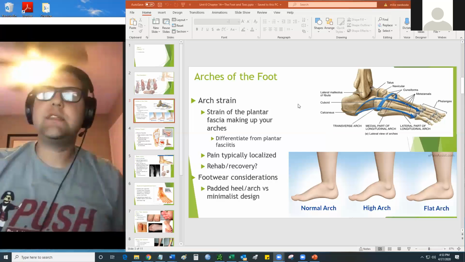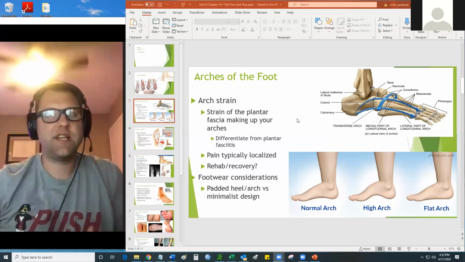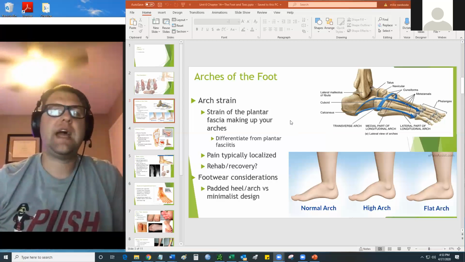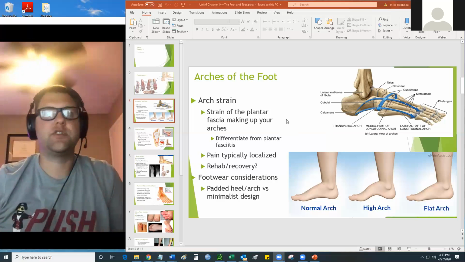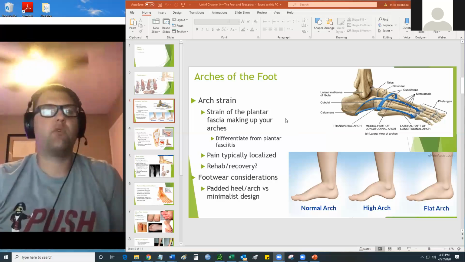The biggest thing that will happen with an arch strain is just pretty much foot pain and soreness. This is pretty much exclusive to having overuse of your foot, so typically walking or standing on your feet for too long. Not a whole lot you do for this other than rest, but supportive inserts can definitely help, especially in the long term.